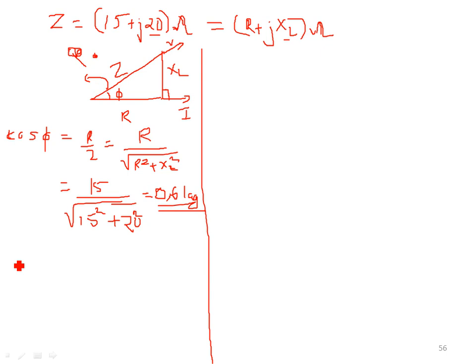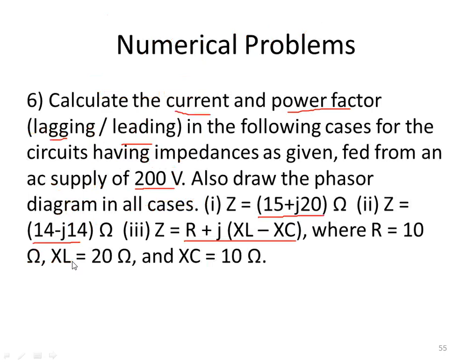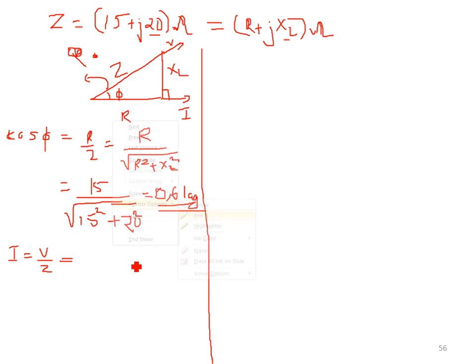Next step is to find the current. What is current I? Current I is basically supply voltage divided by impedance. Voltage by impedance is current. What is the supply voltage? Supply voltage is given as 200 volt. So it is 200 divided by the impedance, which is root of 15 square plus 20 square. So the answer comes to 200 divided by root of 15 square plus 20 square.